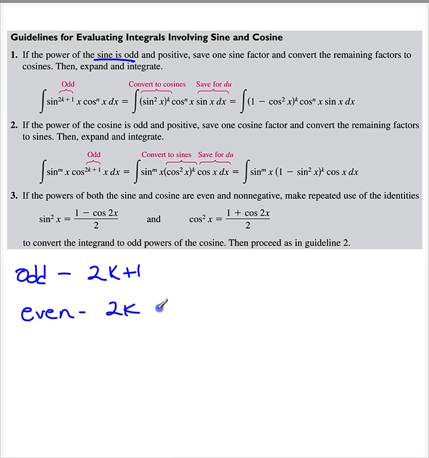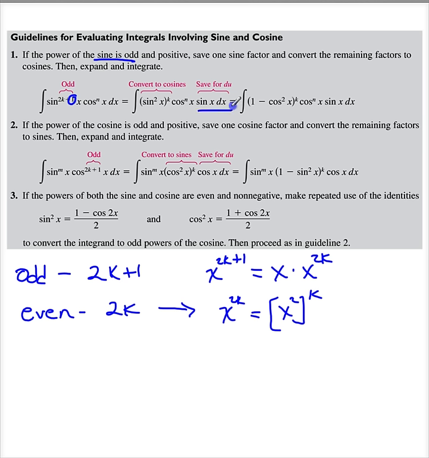Now, you also need to remember that if I have, say, x to the 2k plus 1, I can write that as x times x to the 2k. And if I have x to the 2k, I can write that as x squared raised to the k. And that's all we're doing here. Instead of x's, I'm using sines and cosines. So here, if sine is odd, I'm going to save one sine for du.